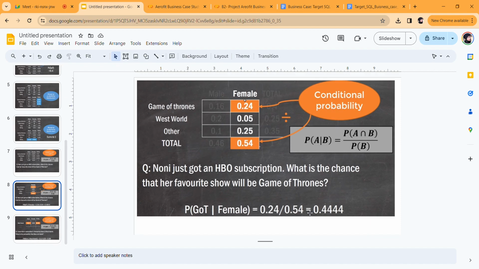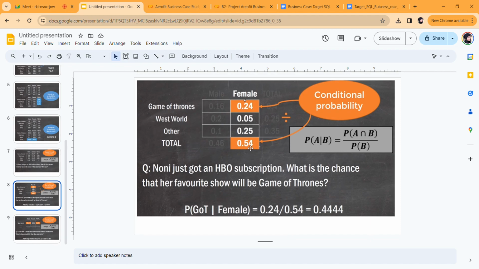The probability of being a female who is watching Game of Thrones is 0.24, but here my condition is that she is female. And what is the probability? You can see that she is female and this is Game of Thrones. That means P(A ∩ B), so this is the joint probability data you are able to see. And how many total females are there? Because we are interested in finding it given that it is a female.